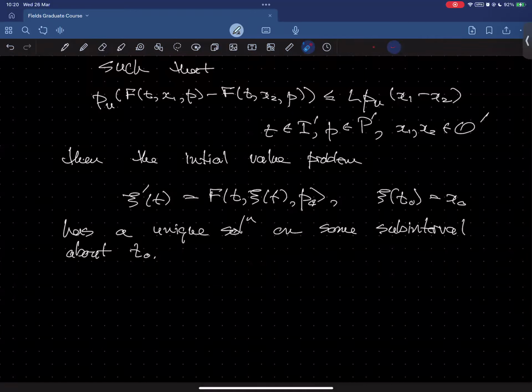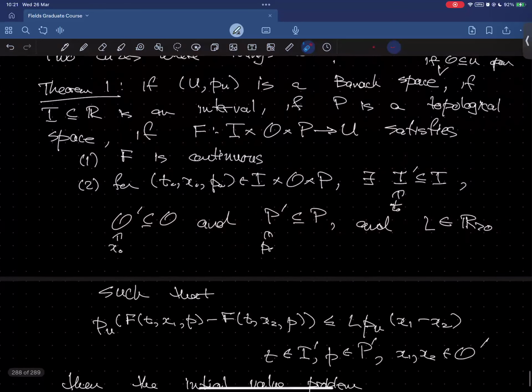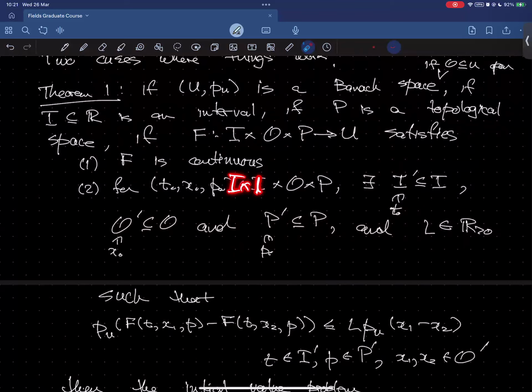So what's all of its data? All of its data is the initial condition x naught, the initial time t naught, the parameter p naught, and the final time t. So you can prove that the solution is a continuous function of all of those arguments. And you can prove that the set of t naughts, x naughts, p naughts, and t's for which solutions exist is an open subset of I cross O cross P. Okay.